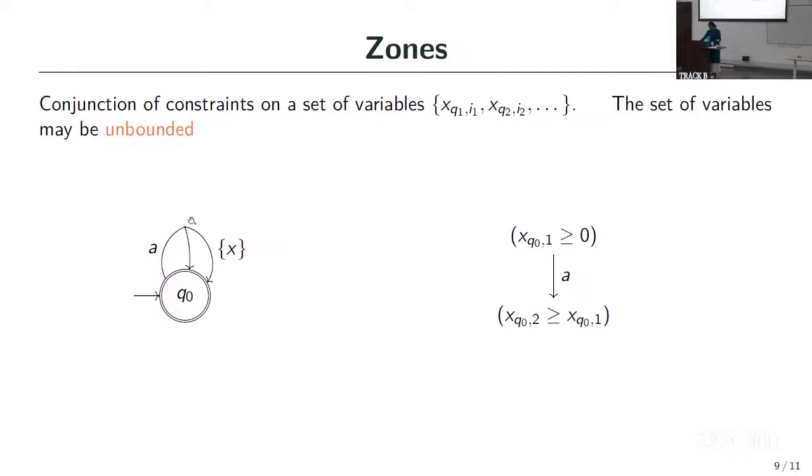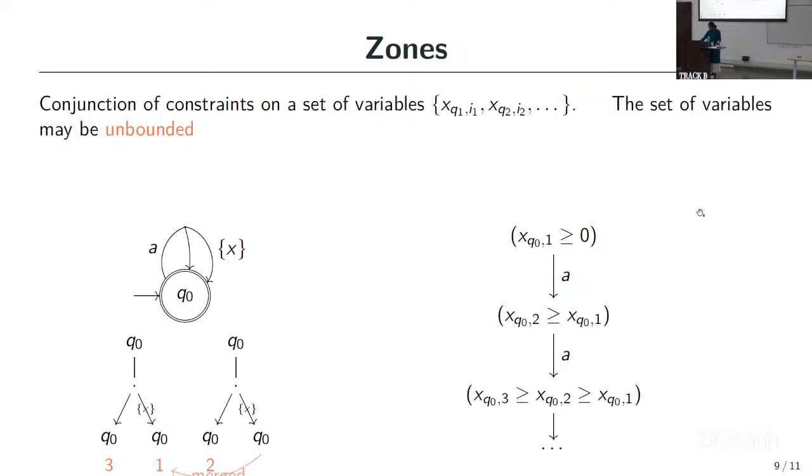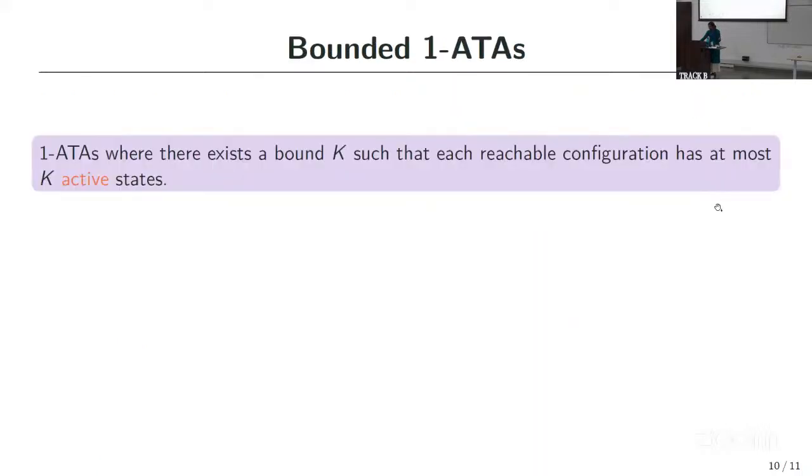One is a resetting transition, one is a non-resetting transition, and this will just keep leading to more and more states added. So what we introduce next is something called a bounded 180. It is like a restriction on 180.